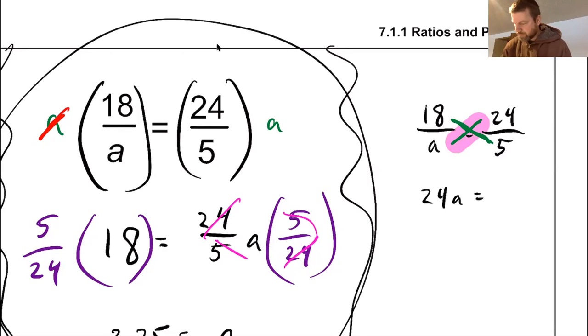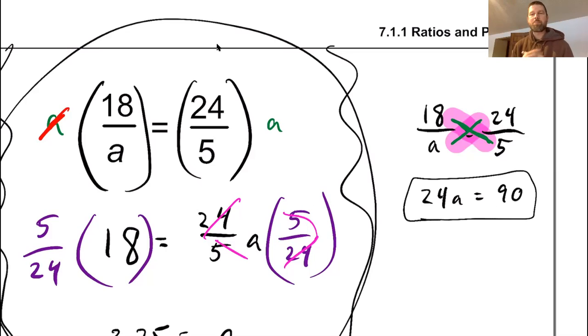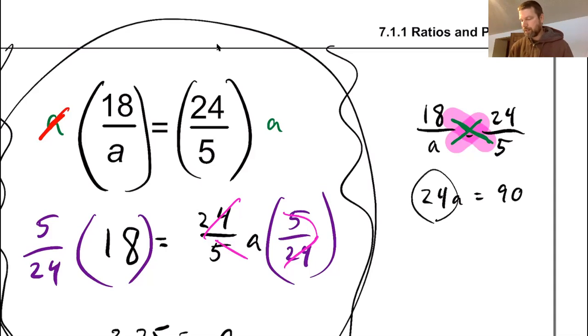Equals, and then you do the same thing on the other side. You multiply those 2 together. And when you multiply those 2 together, 18 times 5, I would just use my calculator for that. 18 times 5 is 90. And all of a sudden, I get this problem, which is a much, much easier problem. If 24a equals 90, how do you get rid of that 24 so you get a by itself? Divide by 24.